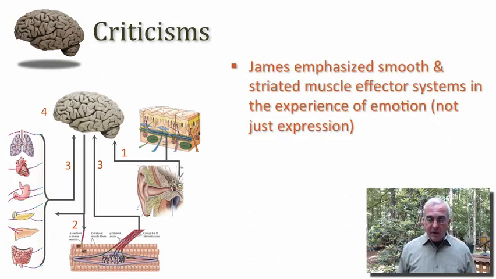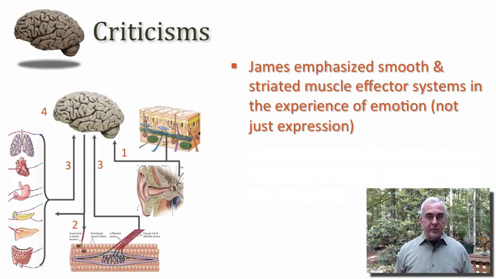William James emphasized the importance of smooth and striated muscle effector systems, not just in the expression of the emotion, but in the actual experience of the emotion itself. Remember, it's the secondary sensations derived from these effector systems that elicit the emotion in the James-Lang theory. Well, one source of criticism in the early days of understanding the physiology of the central nervous system was, well, if this is the case, then people with spinal cord injury ought to be severely impaired in their emotional experience, and that didn't seem to be the case.